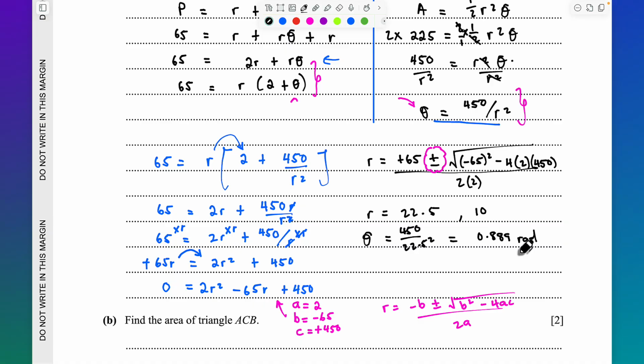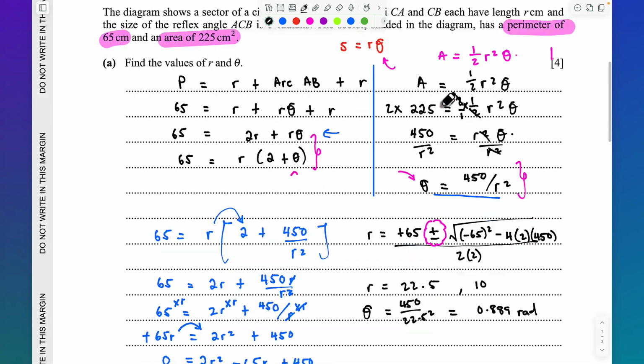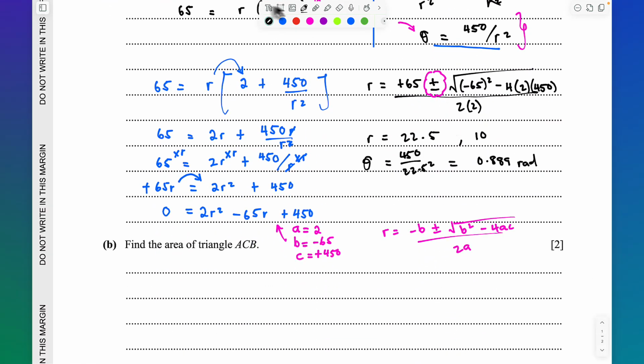Now 0.889, what answer is that? Could that be the right answer? Remember, our answer has to be greater than, because the reflex angle has to be greater than 180 degrees. 180 degrees is pi. If you put pi into your calculator, it's going to be 3.14. So our answer has to be greater than 3.14. This means that this answer cannot be correct.